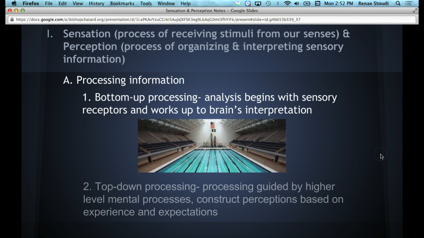Okay, so top-down processing, on the other hand, is guided by higher-level mental processing, okay? You construct perceptions based off your expectations and your experiences. So basically, you're not using your senses. You're starting with your expectations, your previous experiences, and then you're going in with that preconceived notion about how it's going to be, okay? And then you're going to go down and look for the senses that meet your expectations. Sometimes they don't.